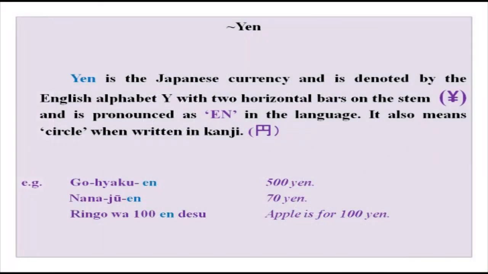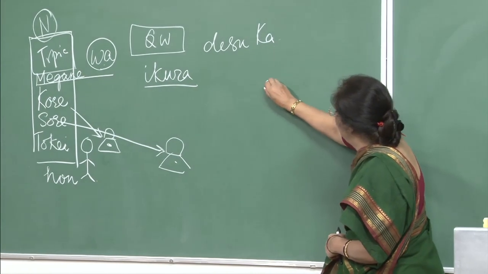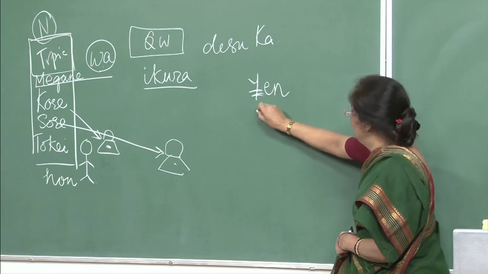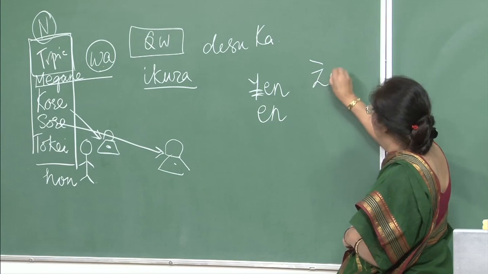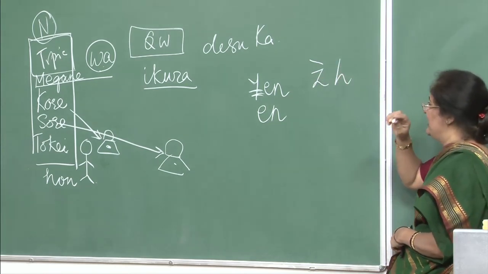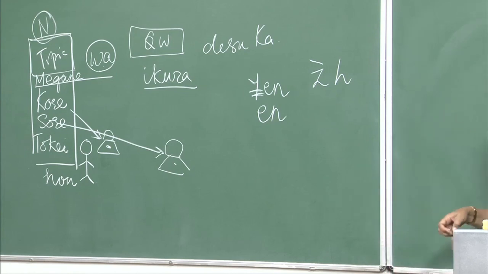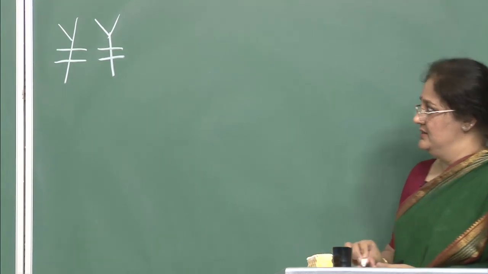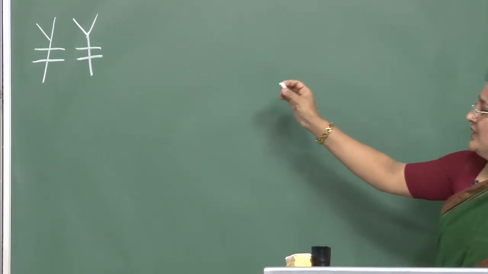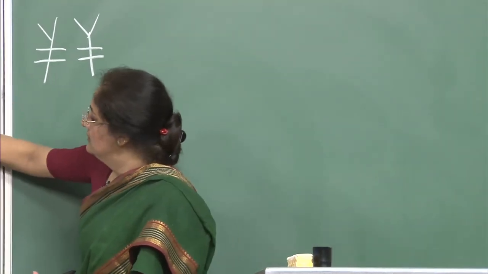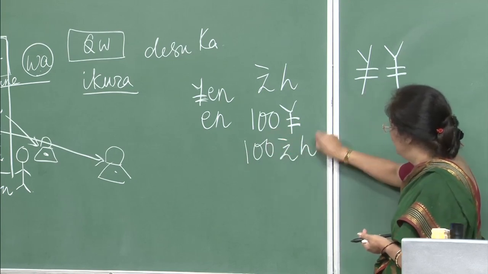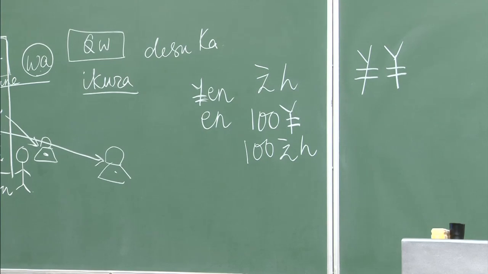Now, yen, or en in Roman English, or en in Japanese. En is the Japanese currency and it is written with a Y and two bars here, actually like this. This is yen and it is written after the price. So, 100 yen. That's how it's written in Japanese.